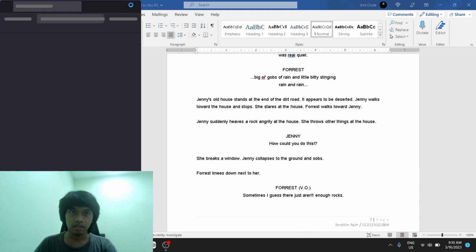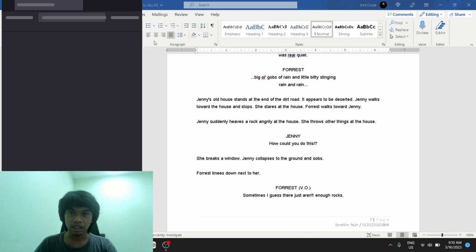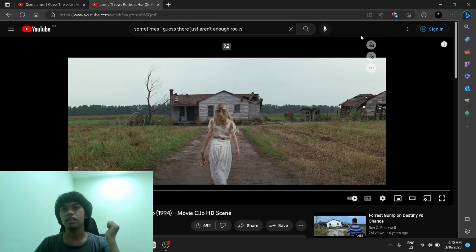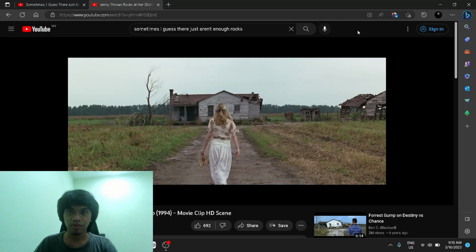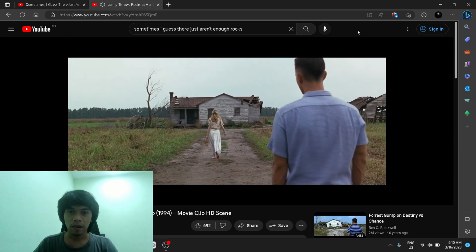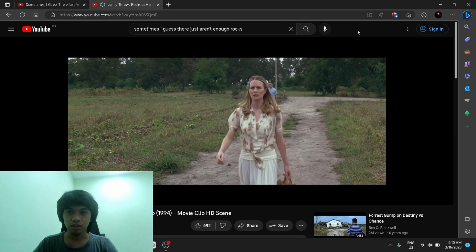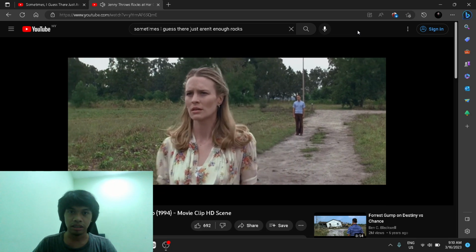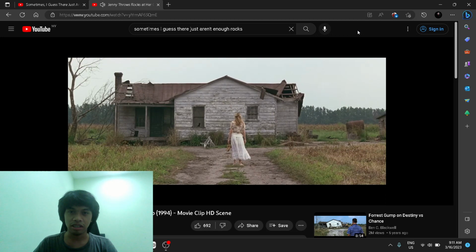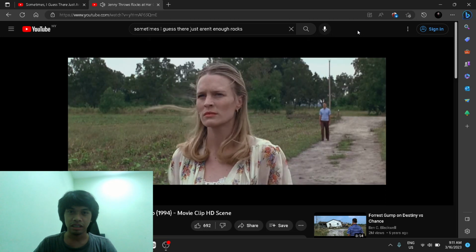Jenny's old house stands at the end of the dirt road. It appears to be deserted because the father is no longer there. She walks up to the house. She wanted to express her emotions. She's distraught. As you can see, that's the emotion she's having.